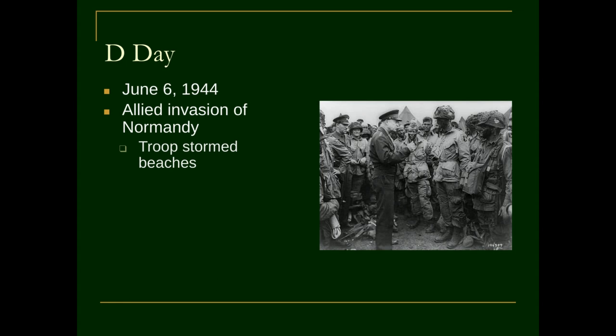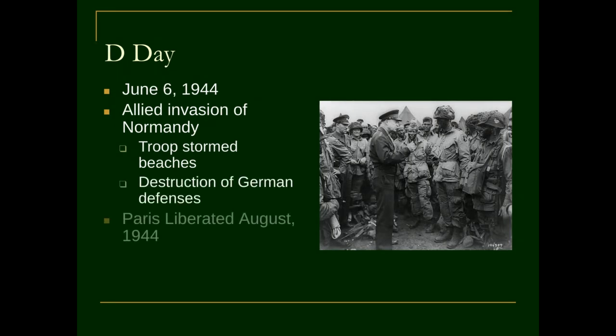D-Day is the beginning of the end for the Germans. It occurs June 6, 1944. Its military code name was Operation Overlord. This was the Allied invasion of the European continent. It starts at Normandy, France. The troops are going to storm the beaches, and they're going to destroy the German defenses.